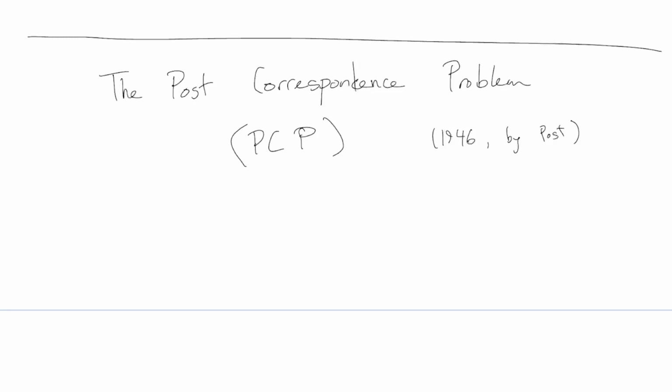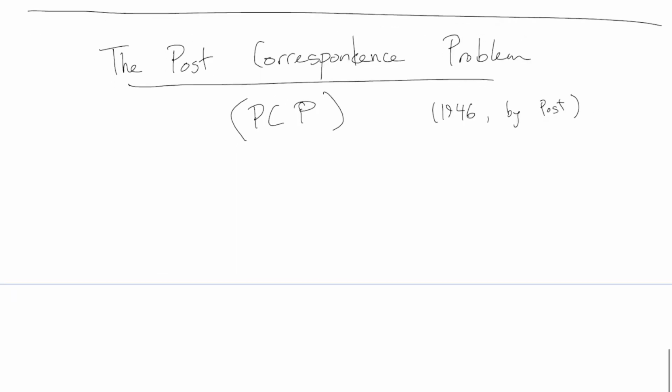And one of Post's goals in this Post correspondence problem was to invent an ordinary seeming question that actually turns out to be unsolvable. So it's not a question about Turing machines or about halting or about infinite loops. It seems like a totally ordinary question, but it turns out to actually be unsolvable. And here's what it is. We're not going to have time to explain why it's not solvable.